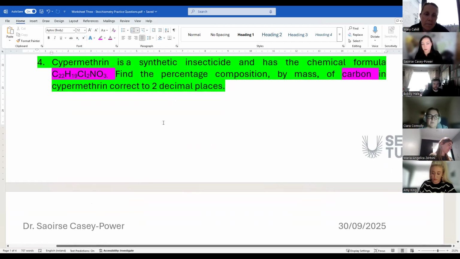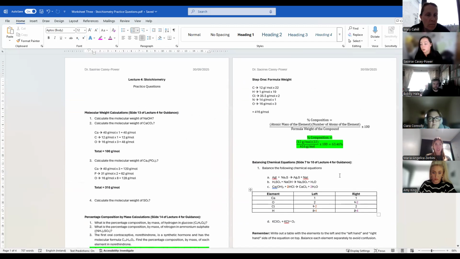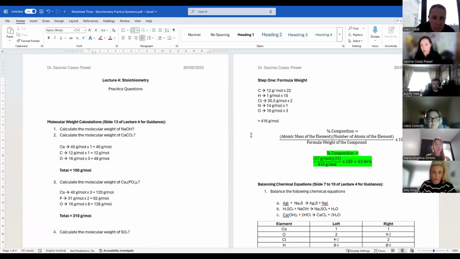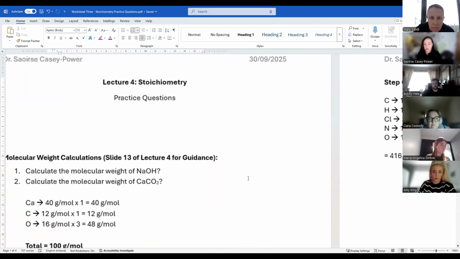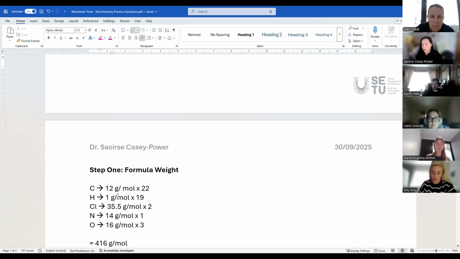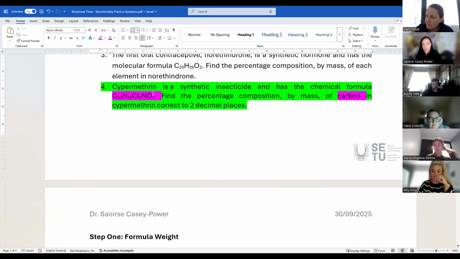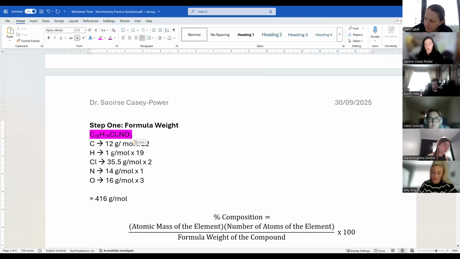In any of these types of calculations, what I recommend you do first, go back up to the top here, your first step in any of these calculations should be calculating the formula weight or the molecular mass. That's exactly what I've done in the first couple of questions. It's just calculating the molecular weight. I'm just going to copy this down so we can see it. So I'm getting the formula mass of my compound there.